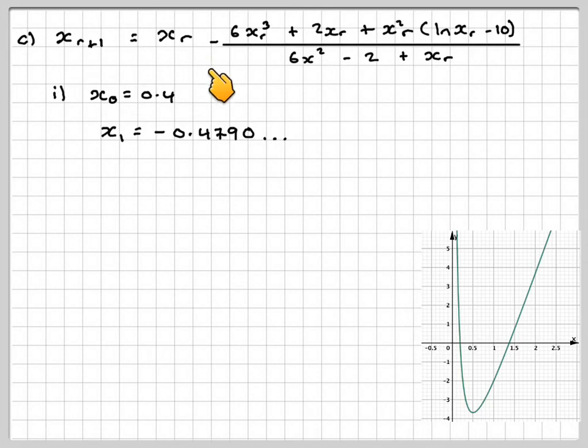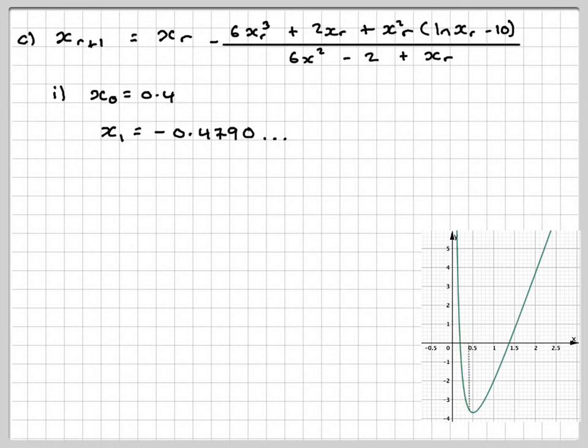Instead of putting x_r, you put answer. Use the answer button, and don't forget to use the fraction button. Okay, the first value it gives you here is minus 0.4790. Now stop the video, look at this, and see why it won't work.